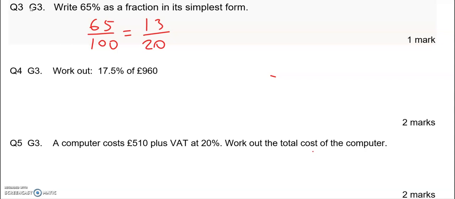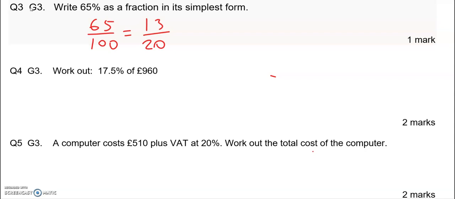And 13 is a prime number, so we can't go any further. We know that prime numbers can only be divided by themselves and by 1. And this is what the simplest form of 65% is.